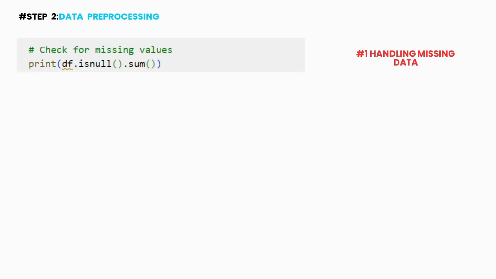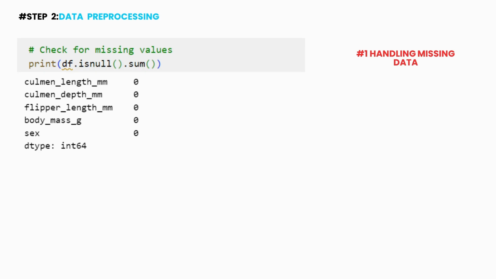Now that we've loaded our data and inspected its structure, the next step is to pre-process the data to prepare it for clustering. First, we need to check for any missing values in our dataset. Missing values can affect the performance of our clustering algorithm, so it's crucial to handle them appropriately. We can check for missing values using the isnull method followed by sum. This will give us the count of missing values in each column. As we see, there are no missing values. All columns have 0 missing values.